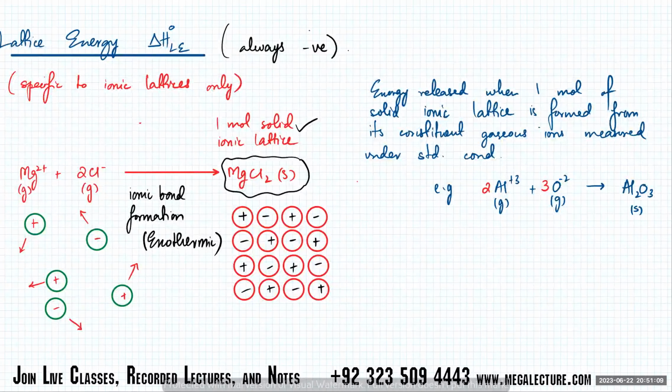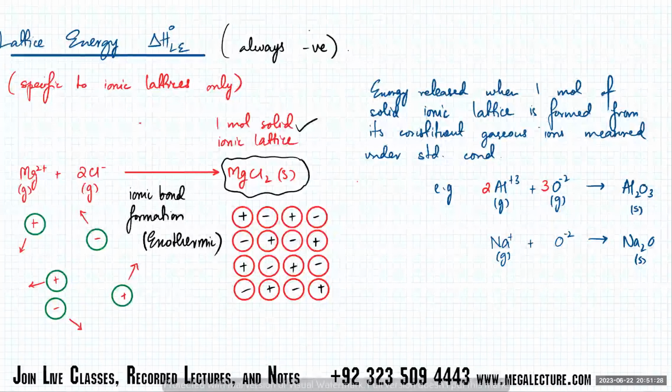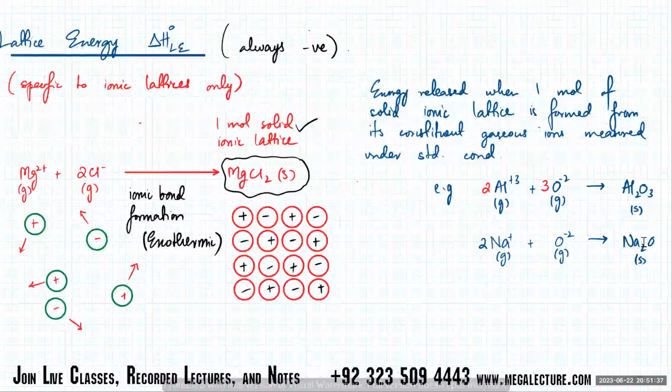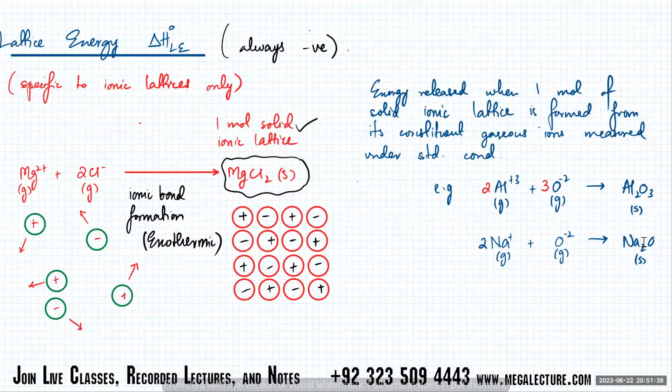Similarly, if you've got sodium oxide, you want to form 1 mole of sodium oxide solid ionic lattice from what? From its constituent gaseous ions. The gaseous ions will be what? Sodium ions and oxide ions, and there's going to be 2 sodium ions. So the energy for this reaction is going to be known as the lattice energy of sodium oxide. Basically, it's the energy that is released when these ionic bonds get formed.